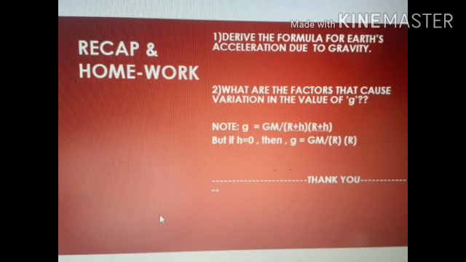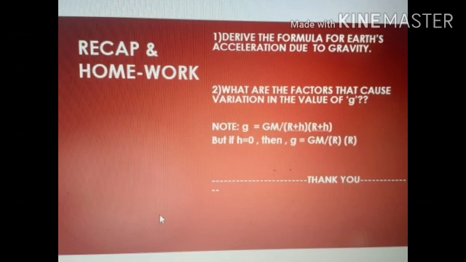So, the value of acceleration due to gravity changes because of the shape of the earth. During this discussion, we use the formula for g as small g is equal to capital G capital M upon r square, and not small g is equal to capital G capital M upon r plus h the whole square. Why is this so? Because the factor h comes only when we are going above the surface of the earth. Now we are not going above the surface of the earth, we are only on the surface of the earth at the pole or at the equator.